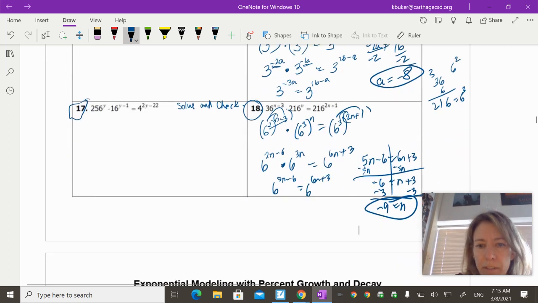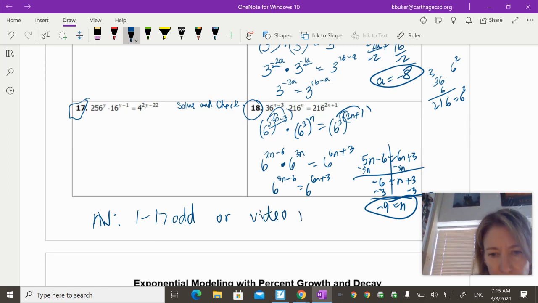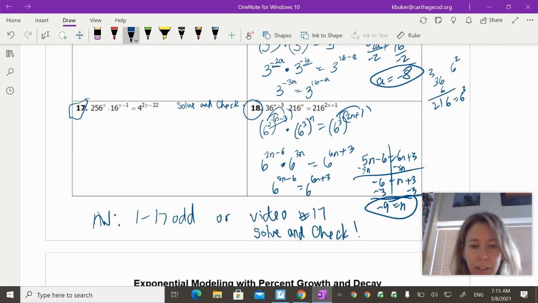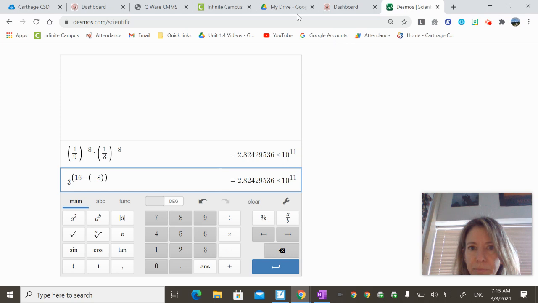So for homework, like I said, you can do 1 through 17 odd, okay, all of the odds, or you can just do a video for number 17, and there'll be an optional video option for number 17, but if you do this video, you have to solve and check it on the video. Okay, solve and check for the video. All right, have fun. If you need help, you know where to find me. And like I said, if you're totally lost, you need to go back and watch the video for 4A. Okay.